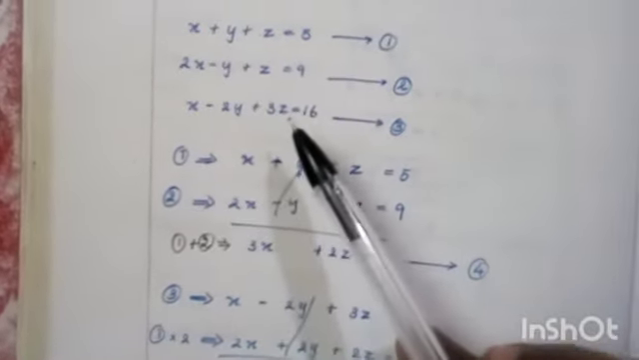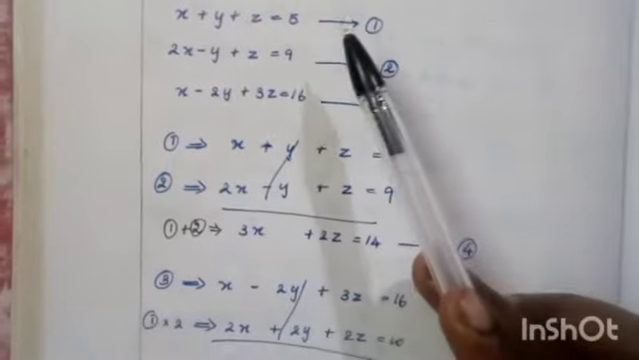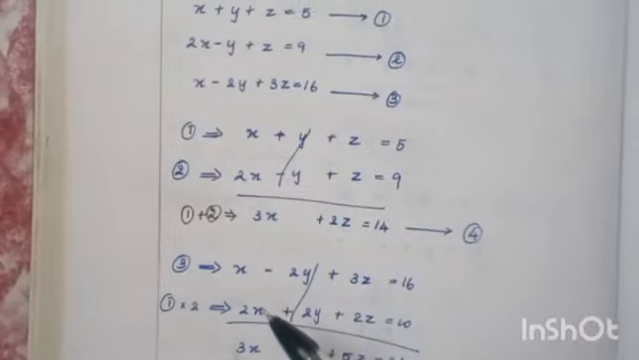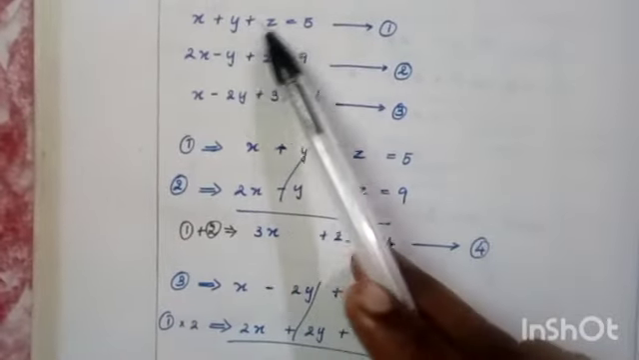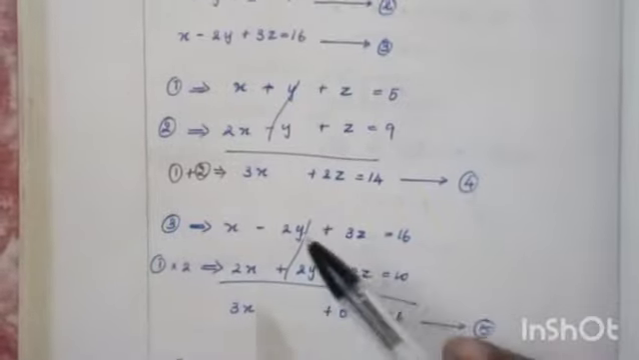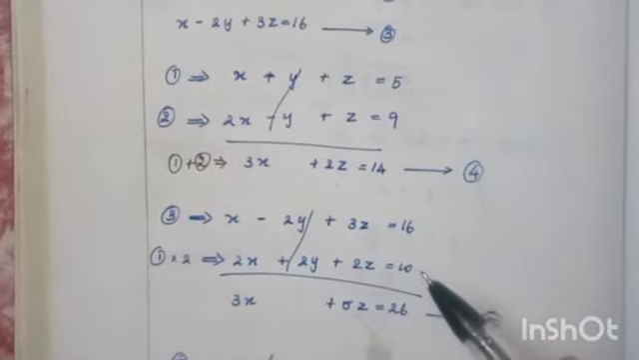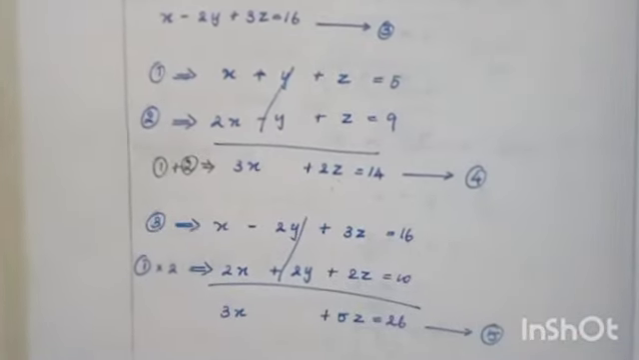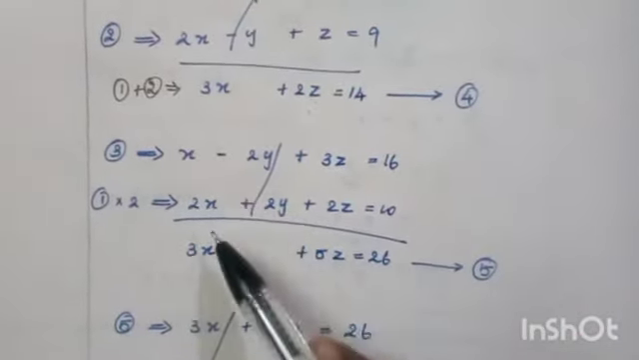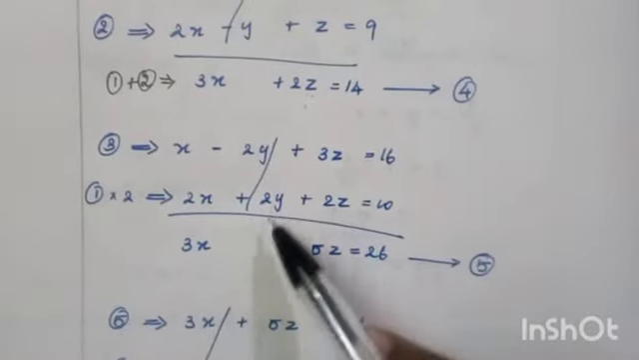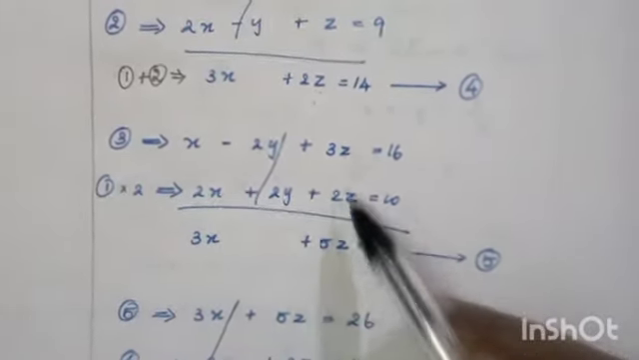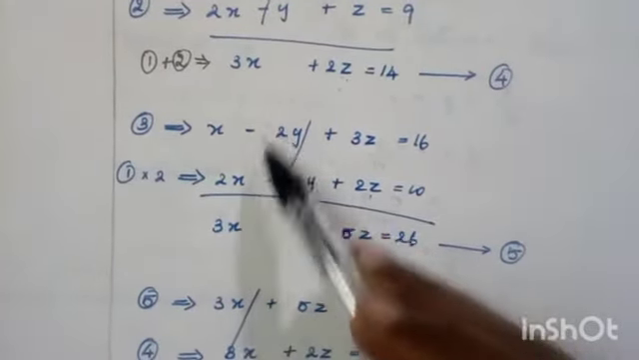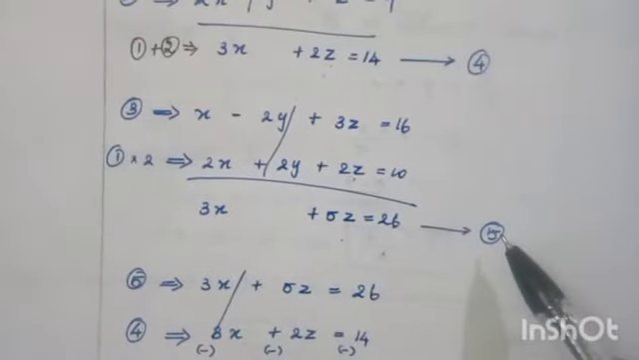So x minus 2y plus 3z equal to 16, and the first equation multiplied by 2. So that is 2x plus 2y plus 2z equal to 10. Now you have to simplify these two by adding them. x plus 2x equal to 3x, minus 2y plus 2y cancels, 3z plus 2z is 5z, and adding these two, the right side is 26. We add these two, and it is called equation number 5.